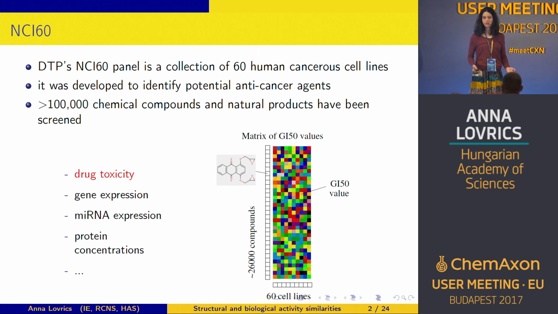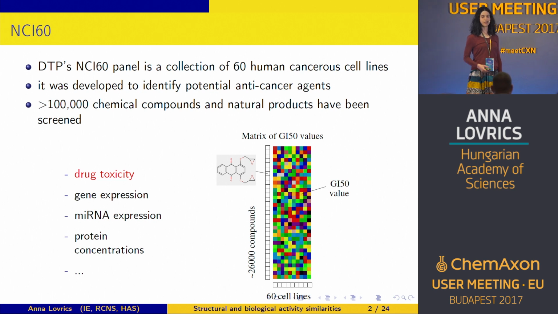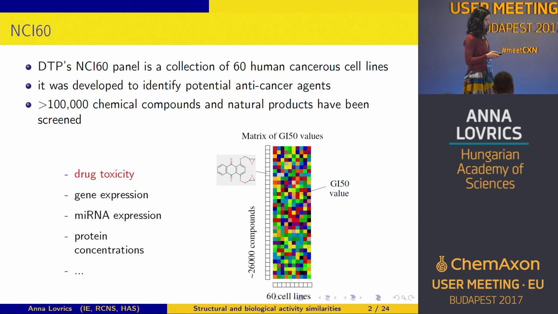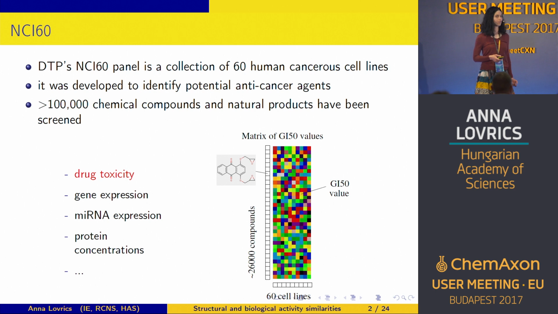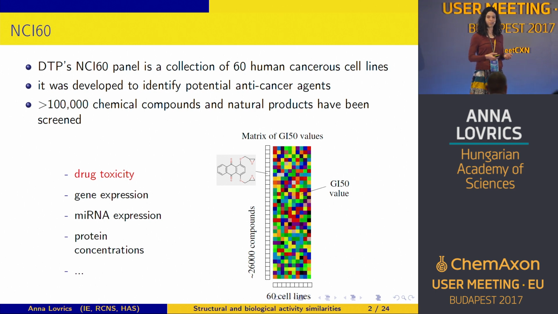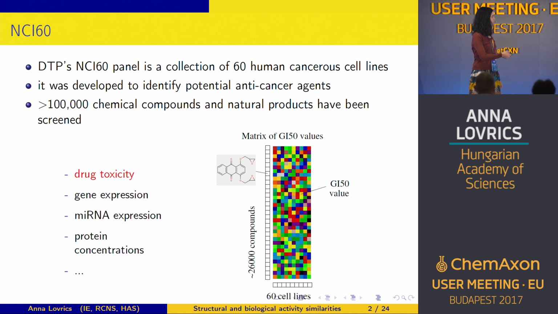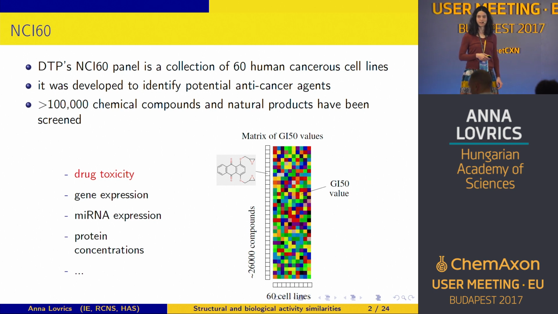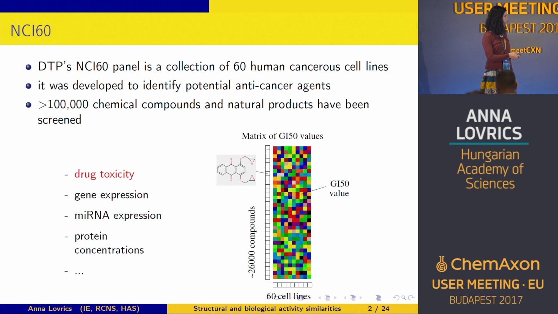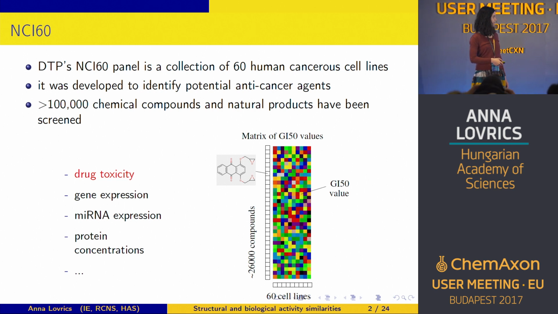So we can only answer this question for a certain database. And the database we were looking at was the DTP's NCI 60 panel, which is a collection of 60 human cancerous cell lines. It was originally developed to identify potential anti-cancer agents. One of its main strengths lies in the fact that so much data is available from this set. More than 100,000 chemical compounds and natural products have been screened, and many measurements have been done on these compounds. In this talk, I will concentrate on the drug toxicity.